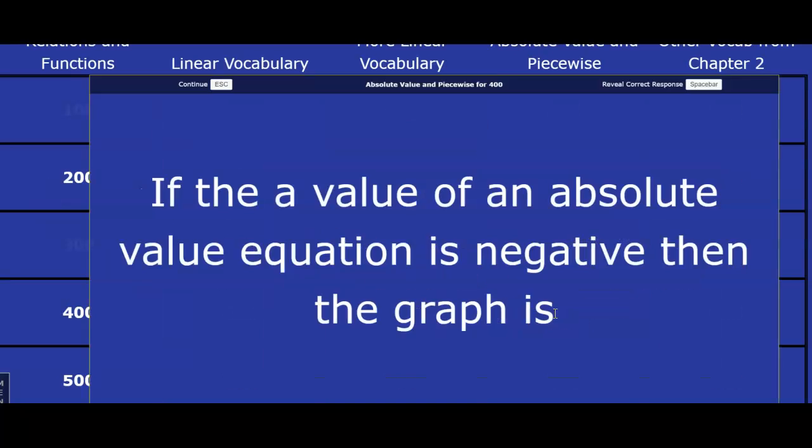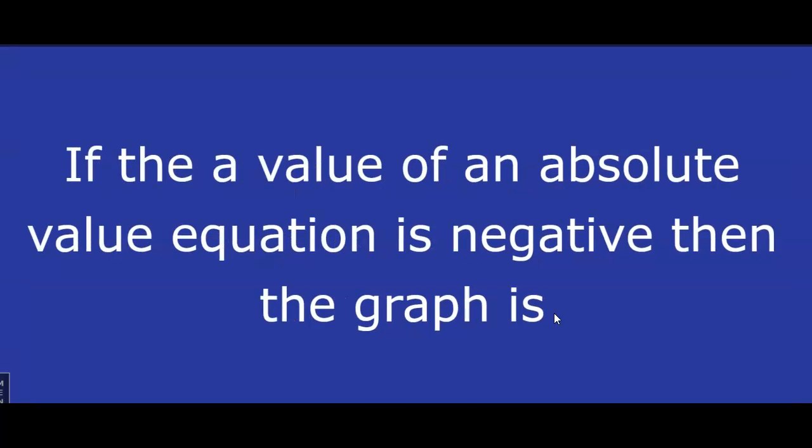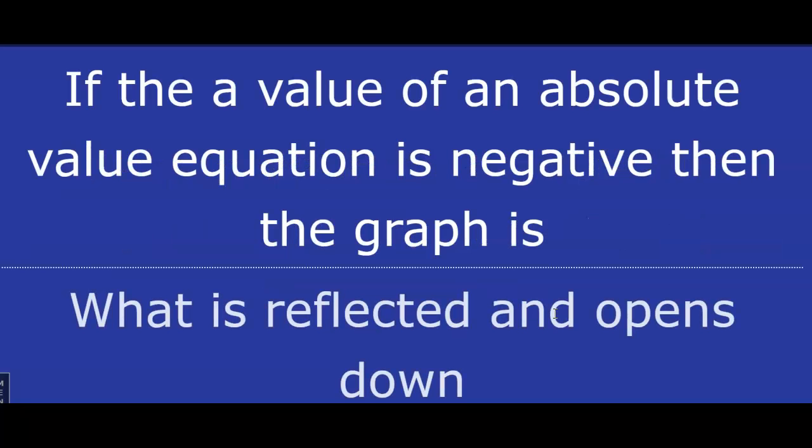That's not a great definition. If the a value of an absolute value graph is negative, then the graph is, what's that called when an absolute value graph has a negative a value? Compressed will be a fraction a value. So you got a good term for a, but not the term we're looking for if it's negative. Reflected. Fantastic. So it is reflected. That means the graph opens down. So if a is negative, then it is reflected or down.